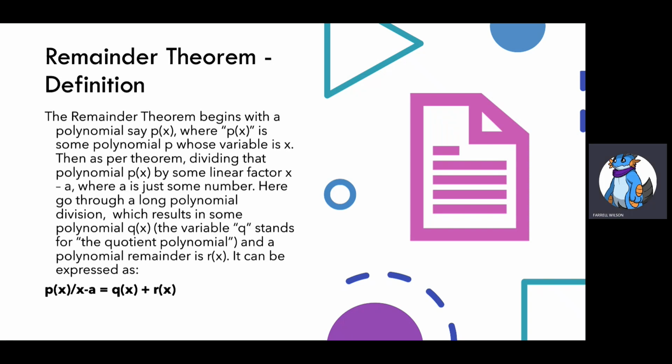Remember that the variable q stands for the quotient polynomial. This whole definition can be expressed as the equation below: p(x) divided by x minus a equals q(x) plus r(x).